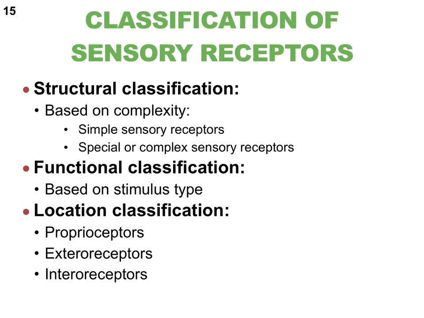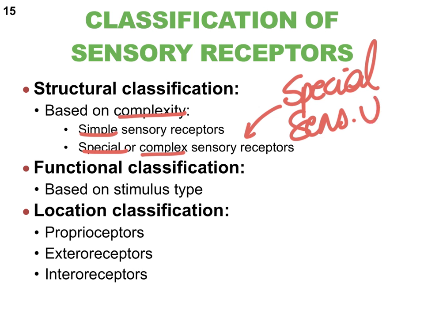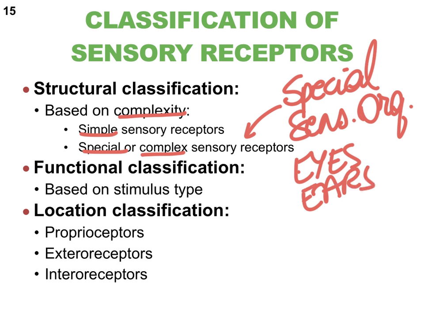There are many different ways in which we can classify the sensory receptors. We can classify them based on their complexity. So we can have simple or special or even complex, also called complex sensory receptors. We're not going to say a whole lot more about our special or complex sensory receptors because we just don't have that kind of time this semester. We would have to go into the chapter on the special senses. But just briefly, these are the sensory receptors that we find in our special sensory organs. And the special sensory organs include your eyes, your ears, your mouth with the tongue, yes, and your nose.